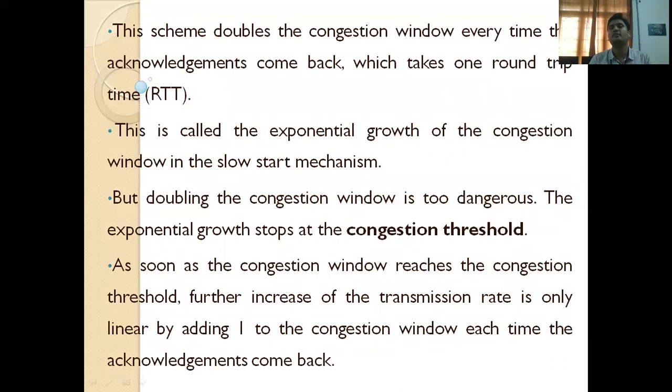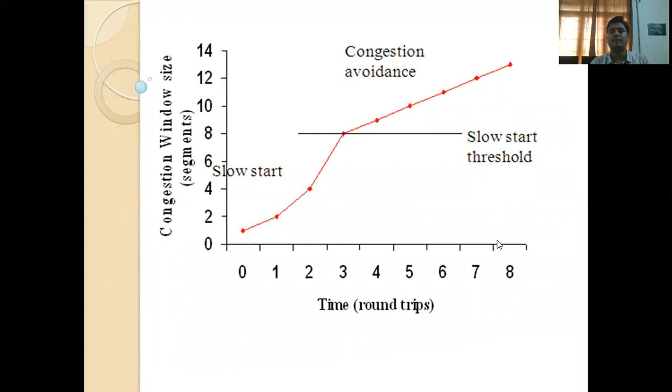This scheme doubles the congestion window every time the acknowledgements come back, which takes one round trip time, that is RTT. This is called the exponential growth of the congestion window in the slow start mechanism. But doubling the congestion window is too dangerous. The exponential growth stops at the congestion threshold. As soon as the congestion window reaches the congestion threshold, further increases of the transmission rate are only linear, adding 1 to the congestion window each time the acknowledgement comes back. So this is the diagrammatical representation of congestion avoidance and the slow start threshold.